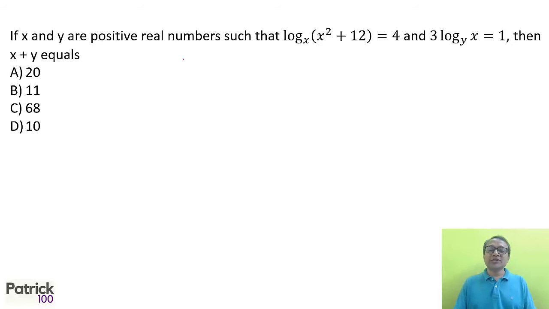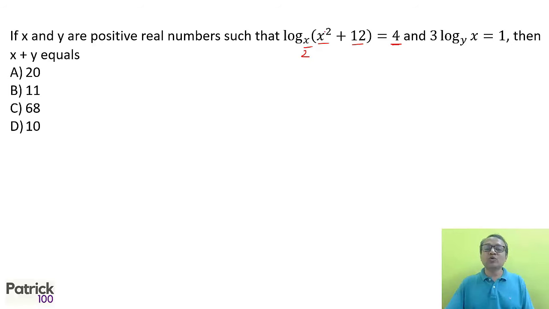Okay, here x and y are positive integers such that log base x of (x squared plus 12) equals 4, and log base y of x cube equals 1. There are two equations and two variables, so you can solve it. But one approach you can look at here is to substitute values. What are the simple values I can substitute here? I need 4 on the right hand side. I see 12 and x squared and x. I can't substitute 1 because log of 1 becomes 0, and the denominator cannot be 0. So the simplest value I can substitute is 2.